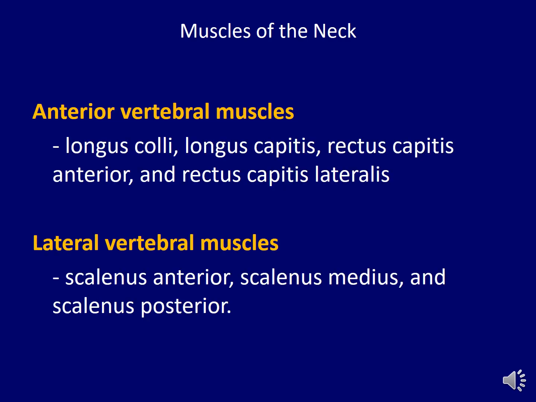The anterior vertebral muscles are composed of longus colli, longus capitis, rectus capitis anterior, and rectus capitis lateralis. The lateral vertebral muscles are composed of scalenus anterior, scalenus medius, and scalenus posterior.